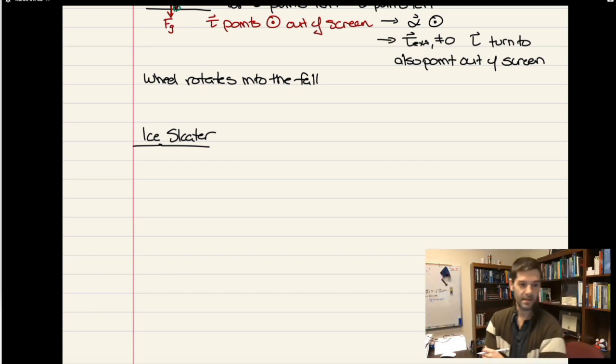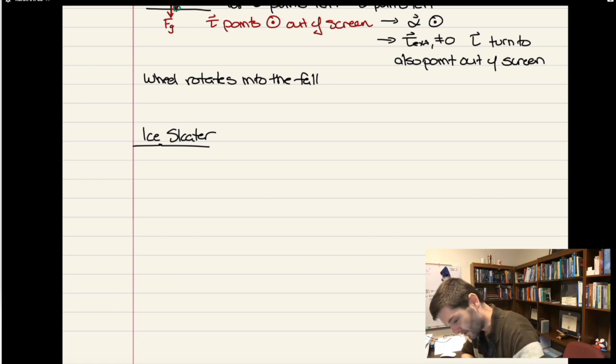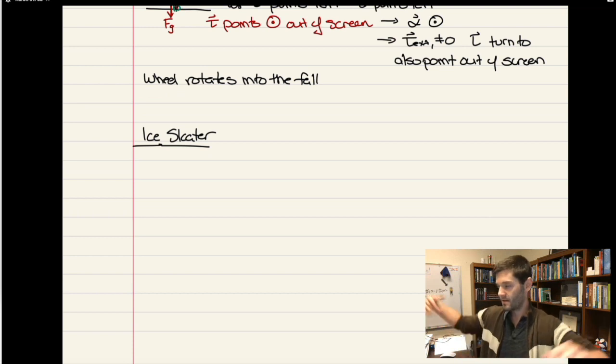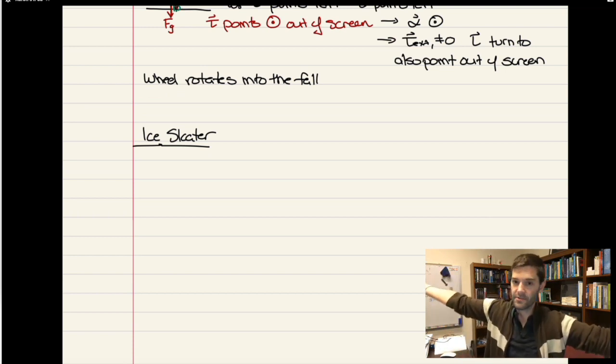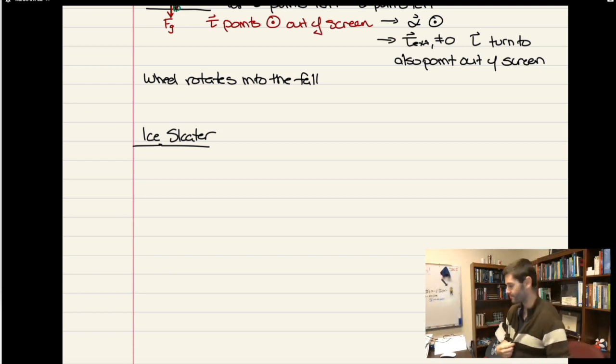This perhaps is the classic angular momentum problem. You have the ice skater. We've all seen this in videos. The ice skater is spinning and their arms are outstretched and they're spinning at some rate, but then they bring their arms together and they start to spin even faster and faster and faster.